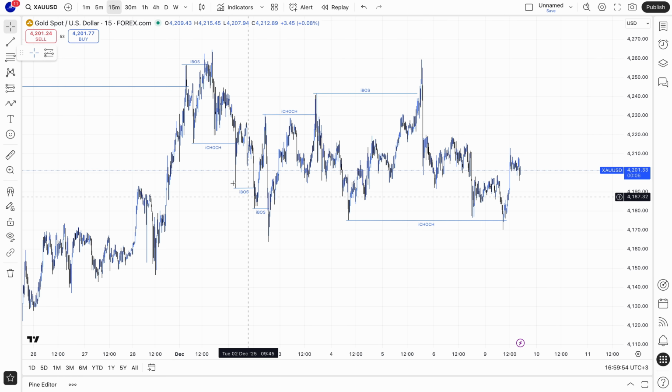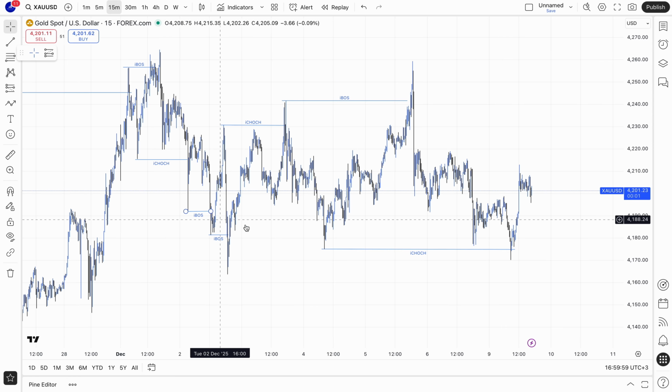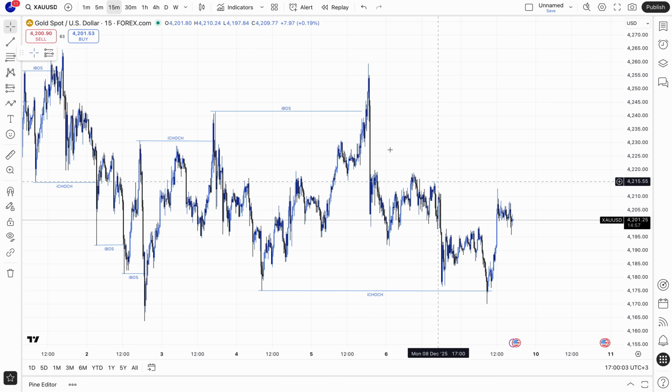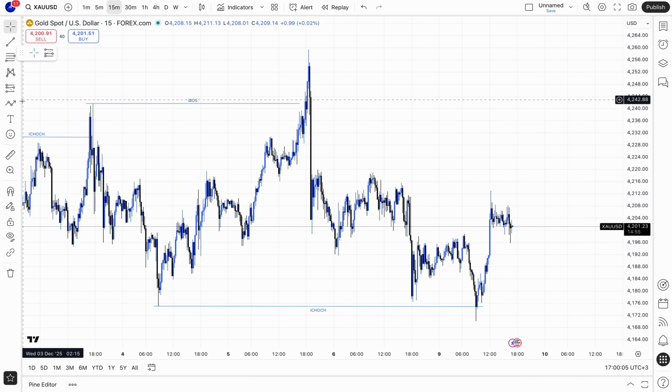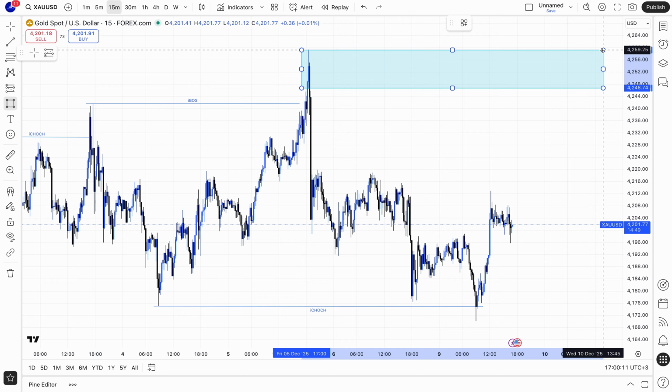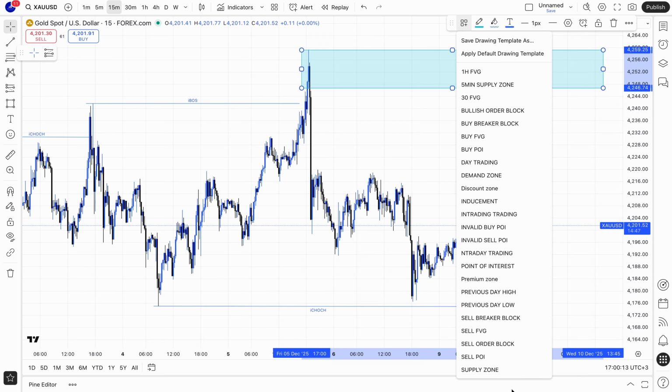Then the market shifted down into this internal structure: break of structure, change of character, break of structure. And then you got our break of structure to the downside. Super price action. And we have our first order sell order block. First one is here.